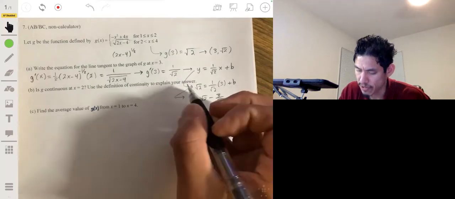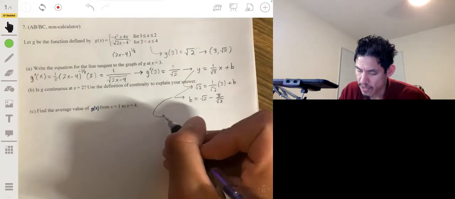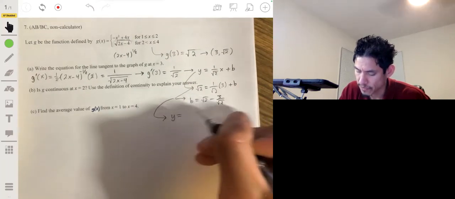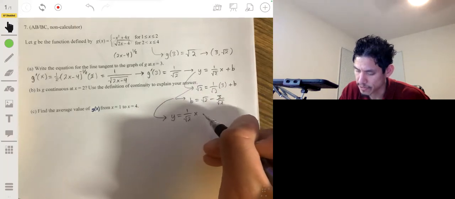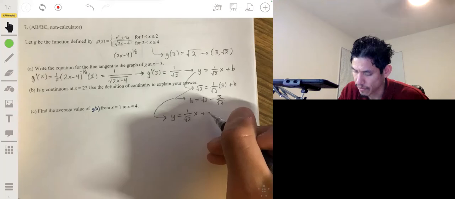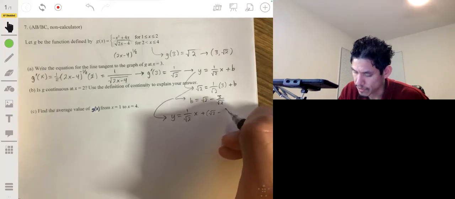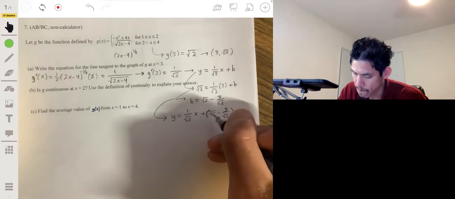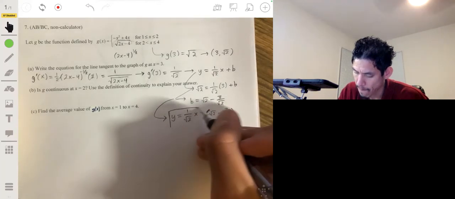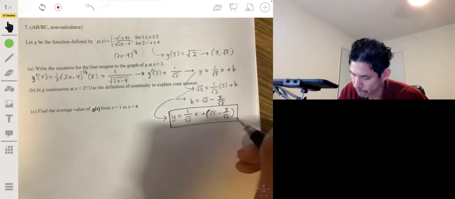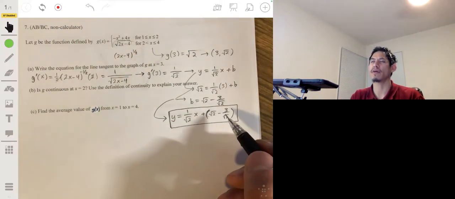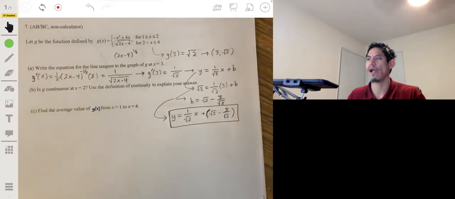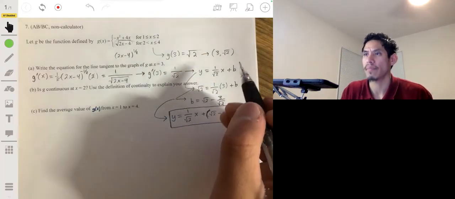So we can then write our equation as y equal to 1 over root 2 times x plus this whole thing, plus root 2 minus 3 over root 2. Now, you can rationalize it if you like, but I wouldn't spend too much time on it, especially if you're doing your exam. So let's look at part B now.